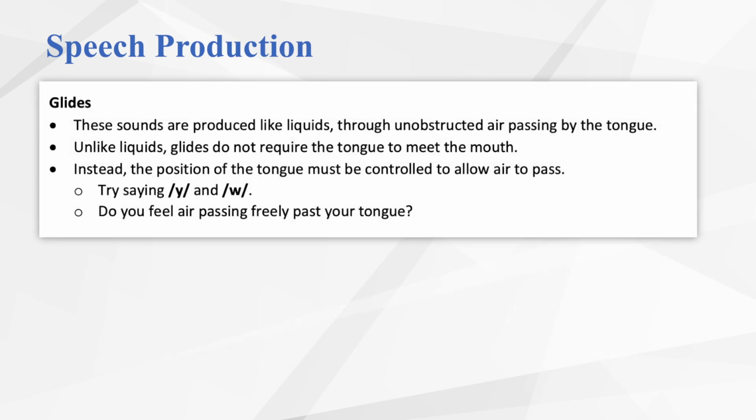Much like a liquid, a glide is the sound that is produced with an unobstructed airflow. When these sounds are produced, the tongue does not come in contact with the mouth. It requires a lot of tongue control, which is a difficult thing for many young students to manage. When saying the sounds y and w, you'll feel that your tongue is almost pulled back and needs to be held out of the way to be able to produce those sounds.